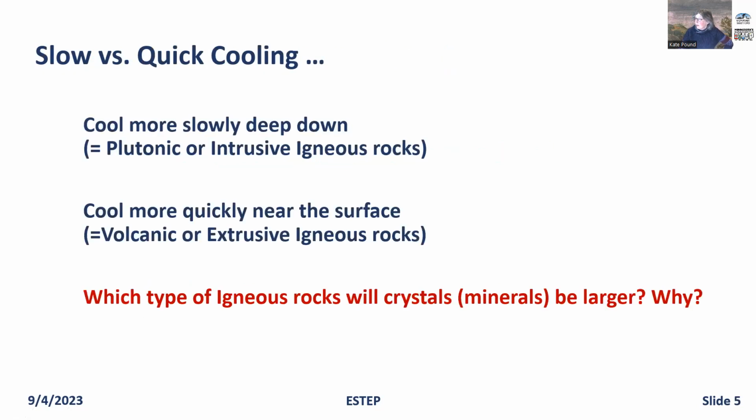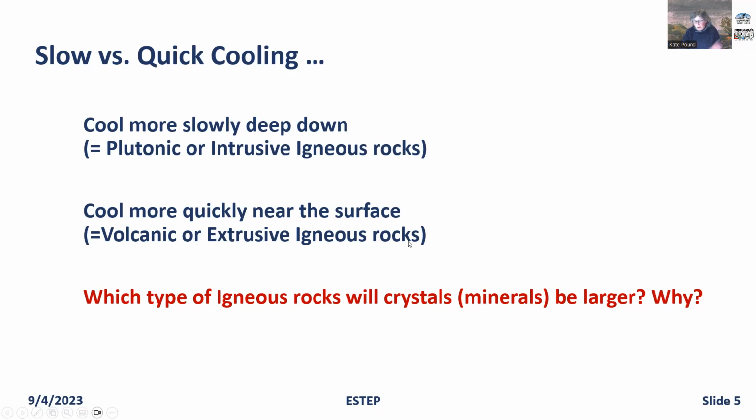Okay, now, if we are deep down, the rock will cool more slowly. The reason for this essentially is that it is much harder for that cooling material to lose its heat, so it cools more slowly. Whereas if it's at the surface, the difference in temperature is greater and it cools much more quickly to make the volcanic or extrusive igneous rocks.